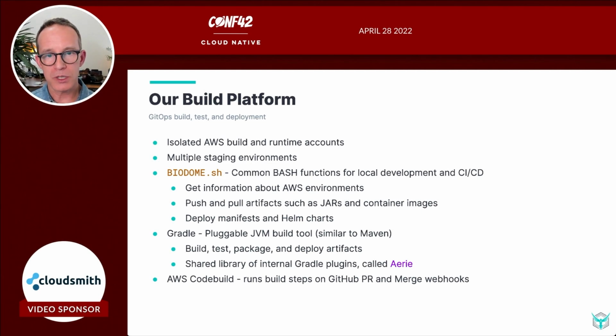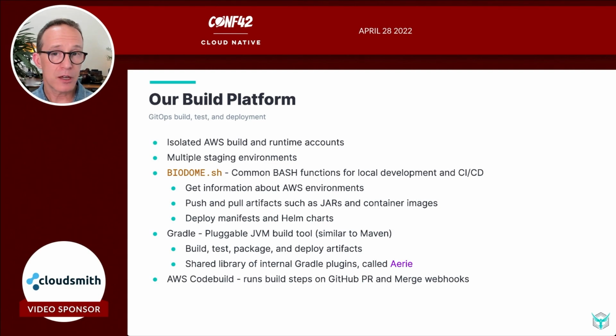So to do this, we set up a bunch of AWS accounts, and these accounts would serve as our build environment and several runtime accounts so that we could isolate the build operations and the runtime operations. And then across that, we would also stripe in different environments. So a production environment, of course, but also several staging environments where we could test things out.